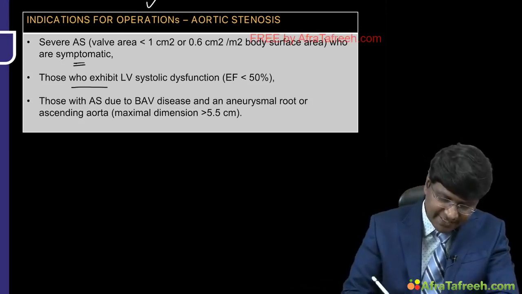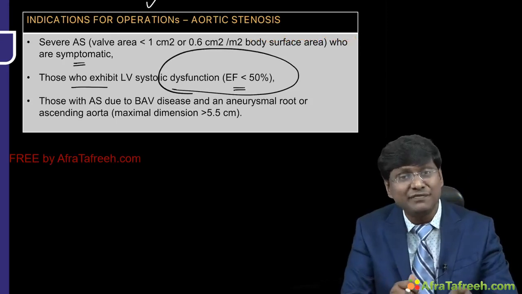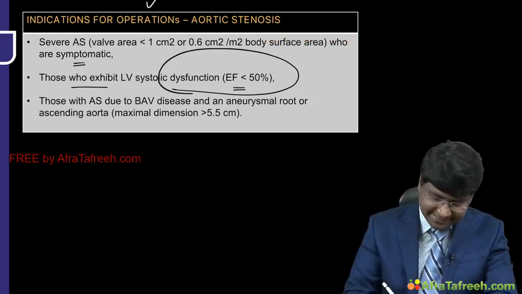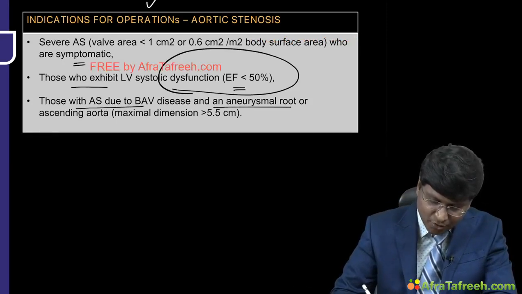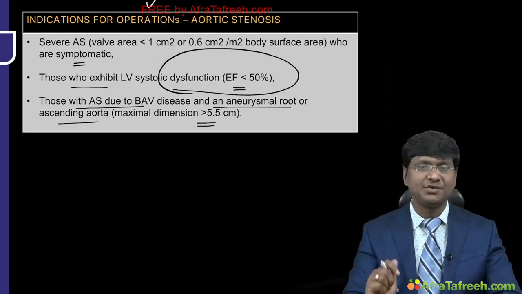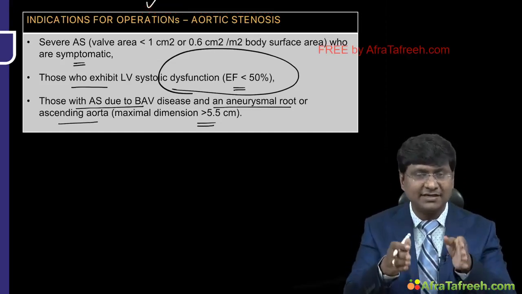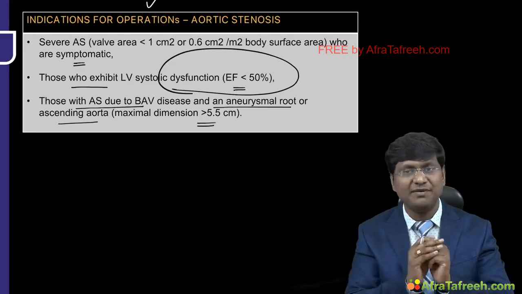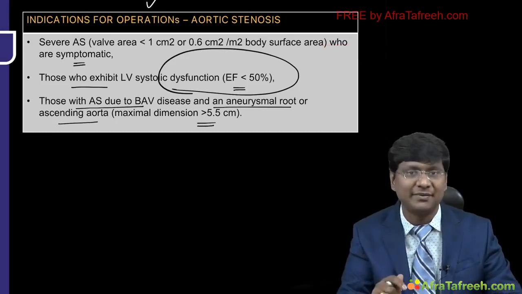Symptomatic aortic stenosis, you need to do surgery. Then, those who exhibit LV systolic dysfunction, where the ejection fraction is less than 50%, they have to undergo surgery. Then those with aortic stenosis due to bicuspid aortic valve and an aneurysmal root or ascending aorta, the dimension more than 5.5 centimeter, they also have to undergo surgical intervention. This is what we were discussing even in the 2D echo also. So in the 2D echo, the determination of the aortic root dimension as well as the ascending aortic dimension is very, very important, because if the dimension is more than 5.5 centimeter, they are the candidates who require surgical intervention, right?